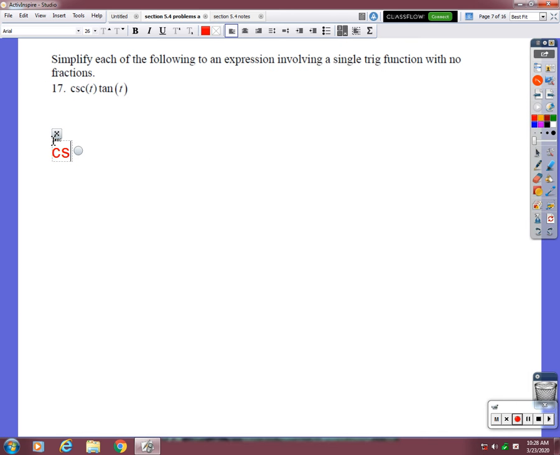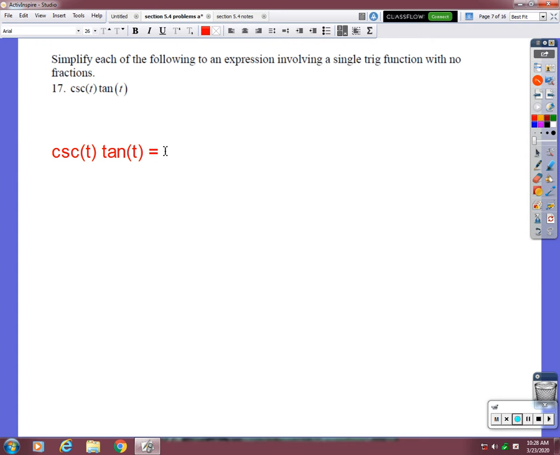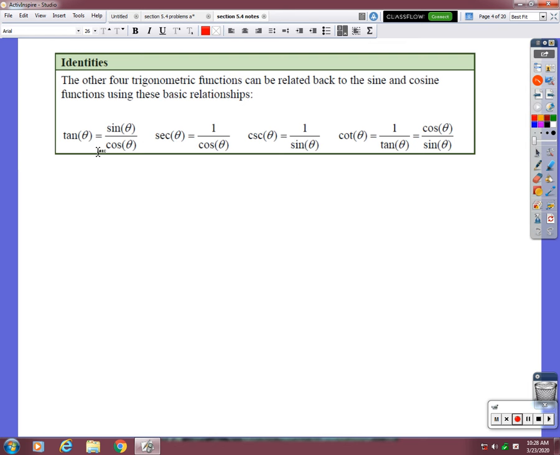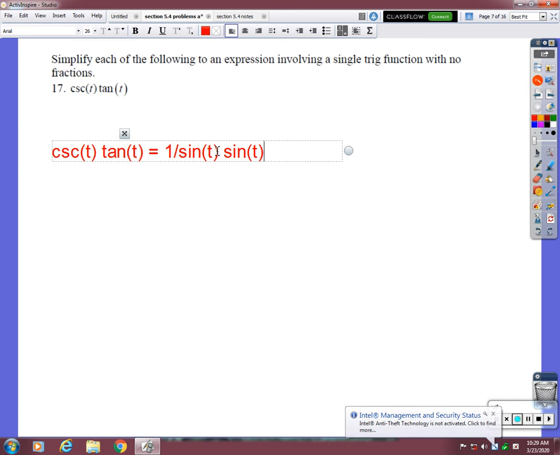So let's write that out. Cosecant t times tangent t. What I'm going to do is rewrite cosecant as 1 over sine, so that is 1 over sine t. And then I'm going to rewrite tangent as sine over cosine. So this would be times sine over cosine.